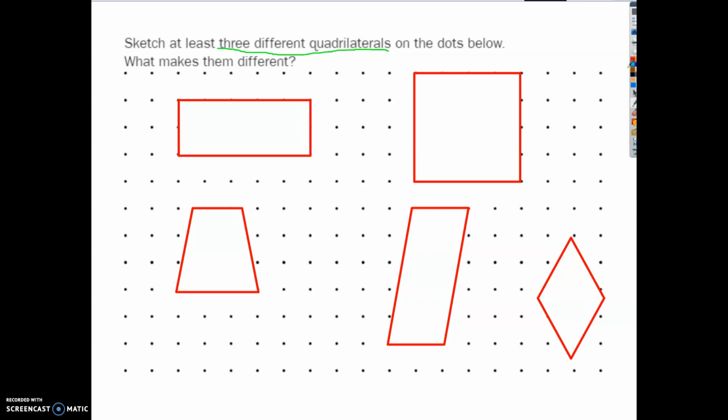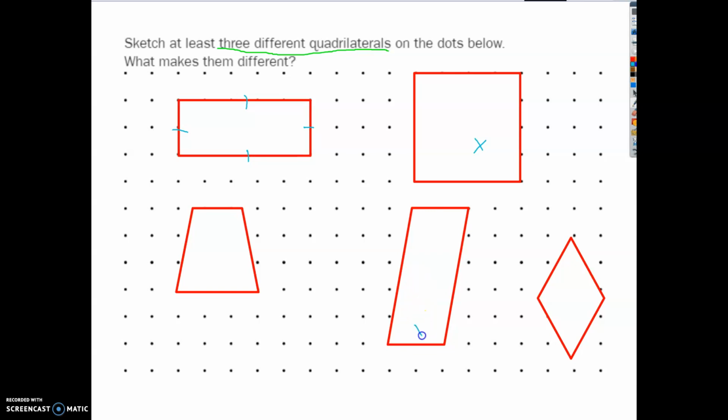They're the same because they have 4 sides. But what makes them different? Well, this is my square right here. A square has 4 sides, of course, because it's a quadrilateral. But in a square, all the sides are exactly the same length. That's different than a rectangle, because a rectangle has 4 sides, of course, because it's a quadrilateral, but it has 2 long sides and 2 short sides.